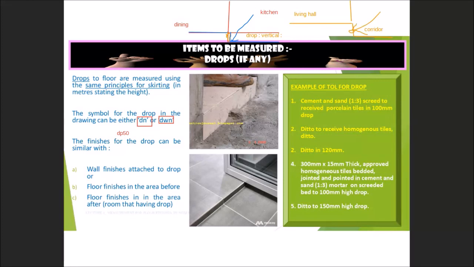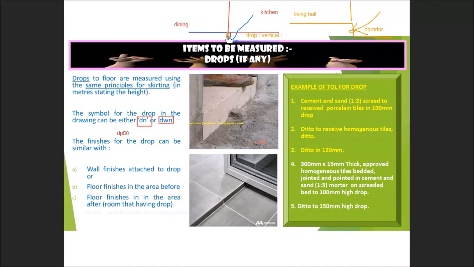But the difference is, on the right hand side, look at my hand, this drop is measured under external floor finishes. This drop is measured under internal floor finishes. Okay, it's going down if you step out, but it's going up if you go inside the building. Both scenarios are also considered a drop. So what I would like to focus on here is wall finishes attached to the drop. That means if this is the drop at the kitchen, what kind of finishes do they use?